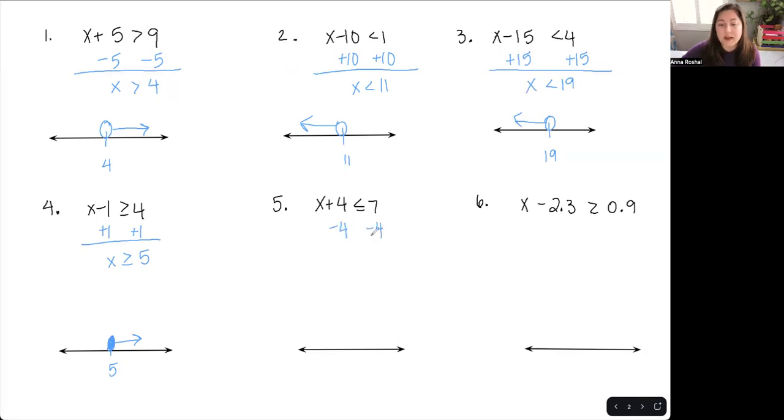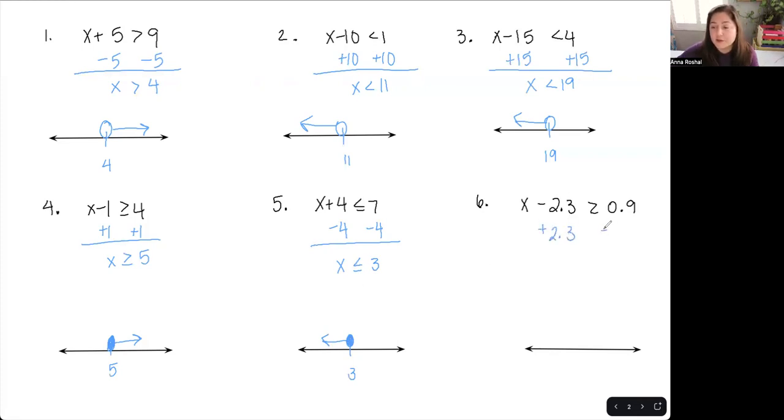Here we're going to subtract 4 from both sides. We're going to end up with x is less than or equal to 3. I'm going to find 3, make it a closed circle, and then move all the way to the left because it's less than or equal to.